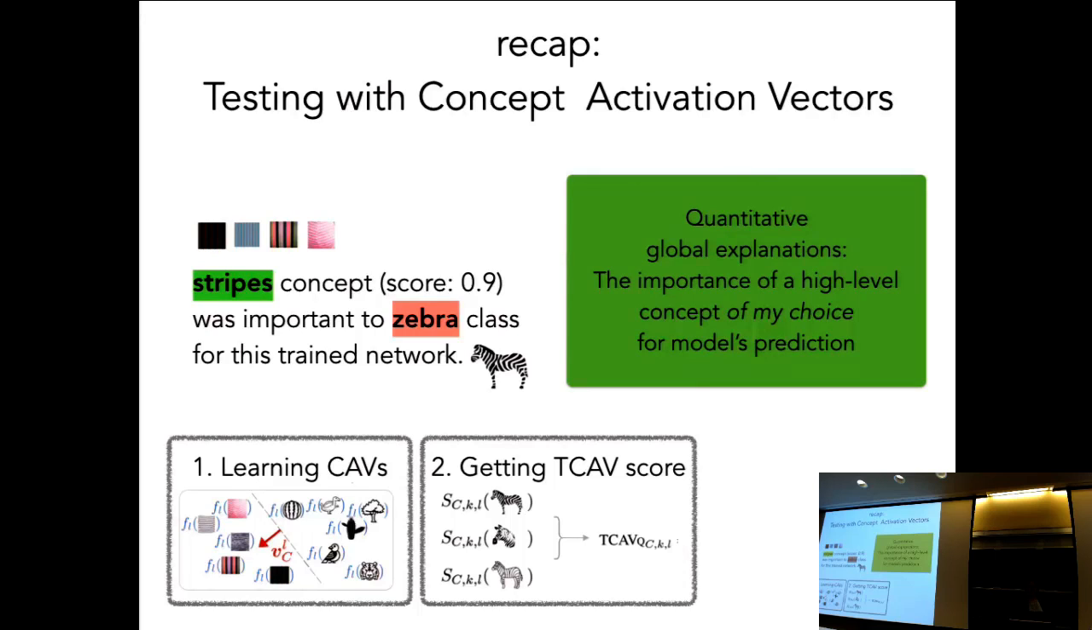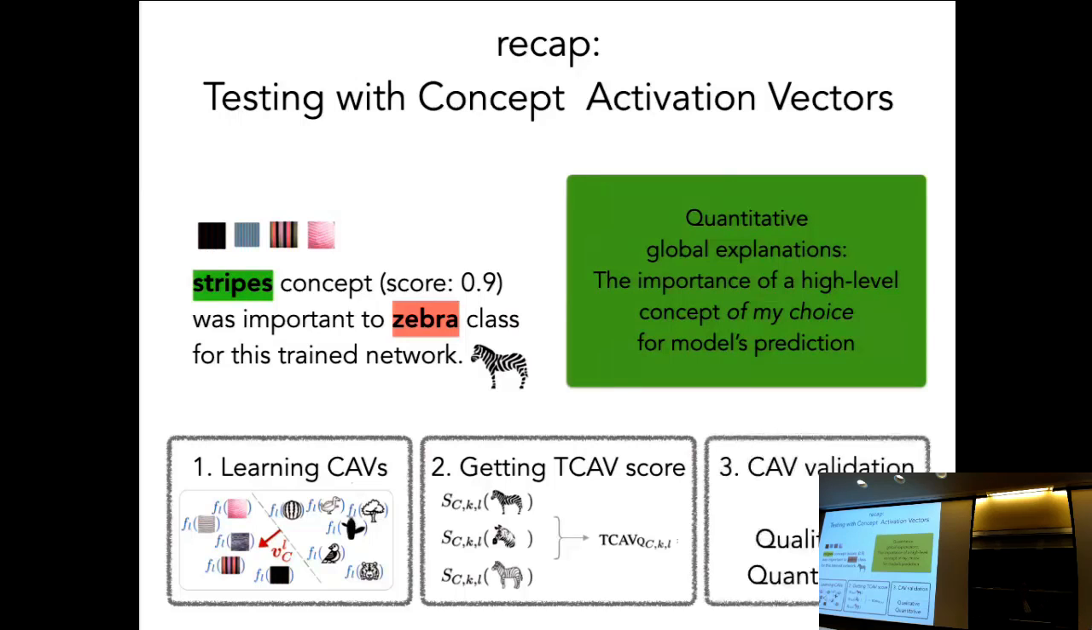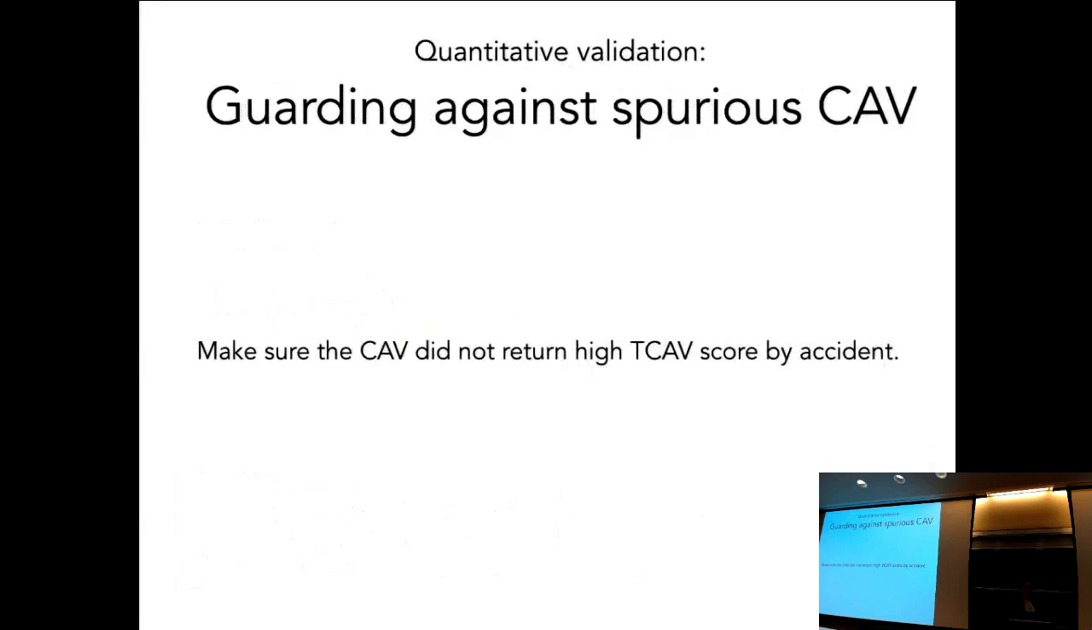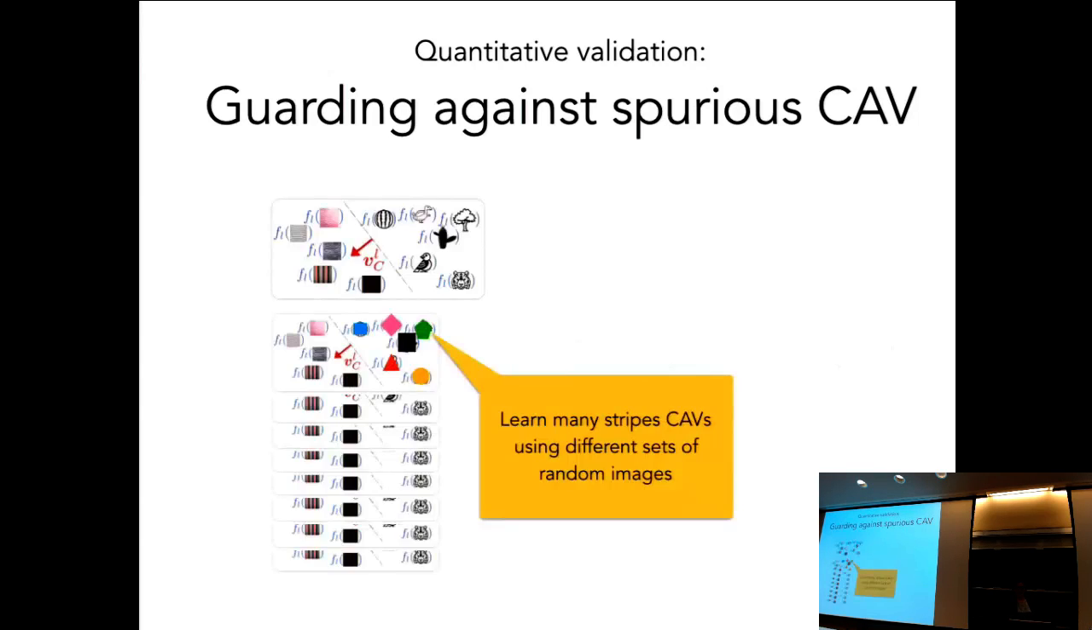Cool. All right. So we now have a CAV vector, and now we have a TCAV score. But Kevin asked this question: how do we know which layer we want the CAV from? In other words, how do we validate this CAV that we just learned? How do we guard ourselves against some spurious CAV? We're working in a very high dimensional activation layer, so it's possible that you learn a vector that happens to return a high TCAV score. How do we make sure that we are not in that regime?